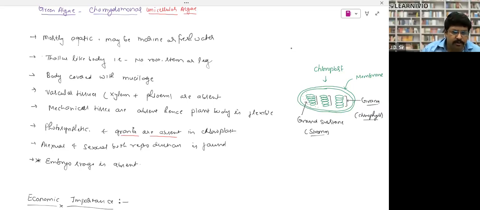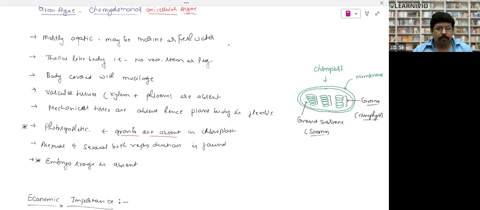They are photosynthetic. Grana are absent in the chloroplast. That is the question. Okay, clear? Do you know the grana? Grana and stroma, Siddhika? Could you just brief it, please?